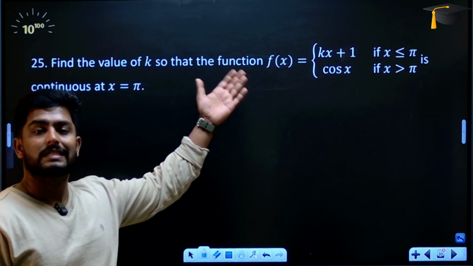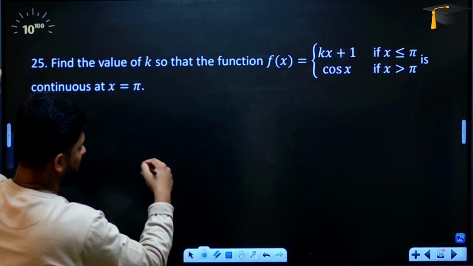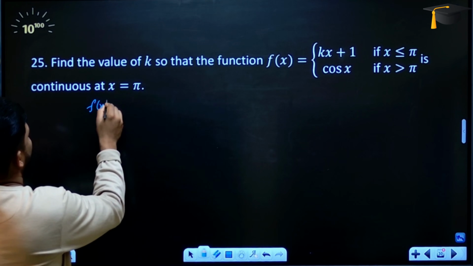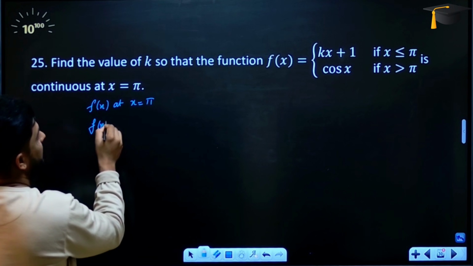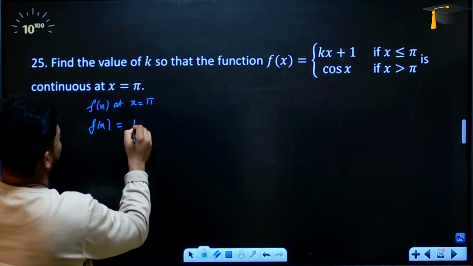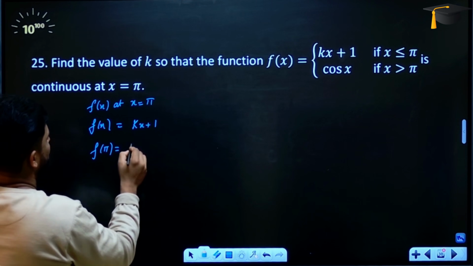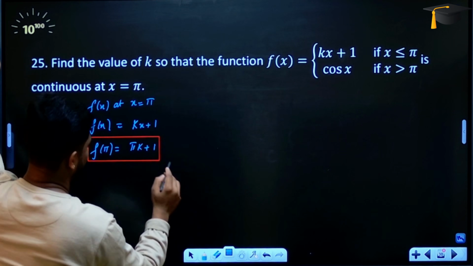Okay, so this function is already continuous. Since it is already continuous, let's find out LHL, RHL, and f of pi. So f of x at x is equal to pi. So what is f of x? F of x is equal to kx plus 1, right? So what is f of pi? In place of x, substitute pi, so it becomes pi k plus 1. Okay, so this is the first part of the sum.